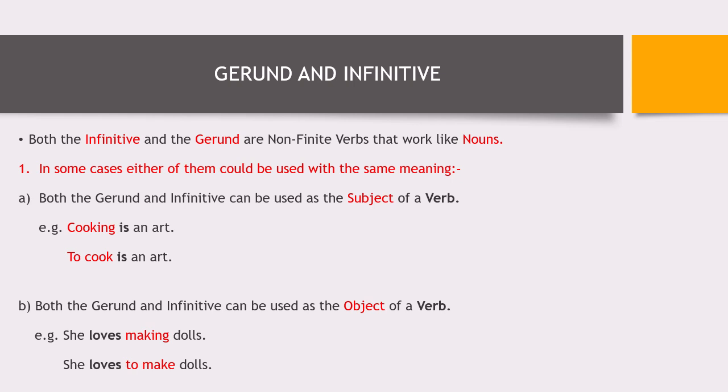Gerund and infinitive. Both the infinitive and the gerund are non-finite verbs that work like nouns. 1. In some cases, either of them could be used with the same meaning. A. Both the gerund and infinitive can be used as the subject of a verb. For example, cooking is an art. To cook is an art. B. Both the gerund and infinitive can be used as the object of a verb. For example, she loves making dolls. She loves to make dolls.